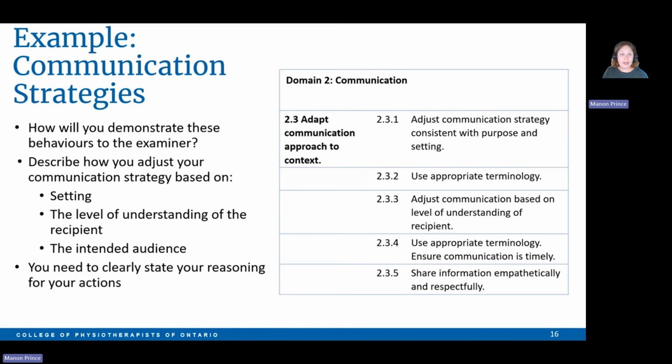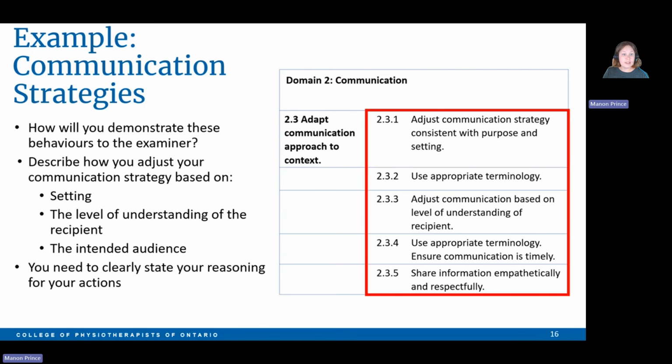If we look at our blueprint again, and specifically at primary domain 2, communication, and the secondary domain 2.3, adapt communication approach to context, we see a series of action-oriented competency behaviors. Given these performance indicators, you will be asked questions based on a specific scenario. How will you demonstrate these behaviors to the examiner?